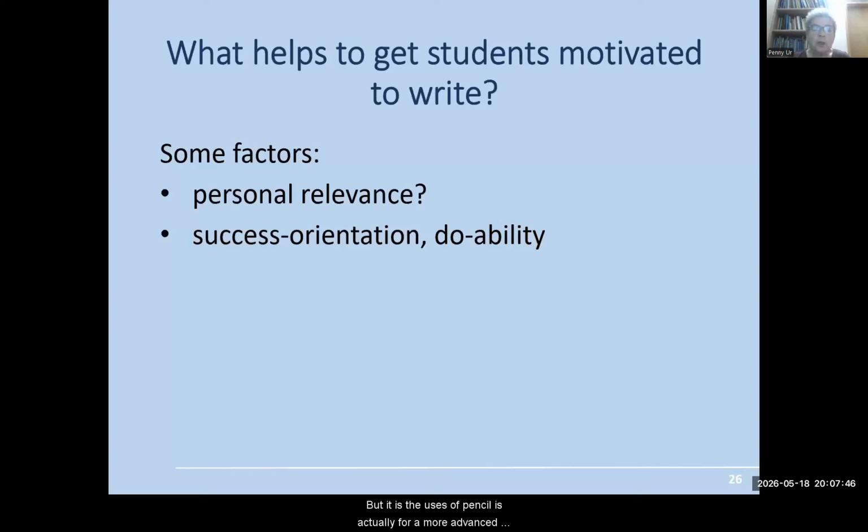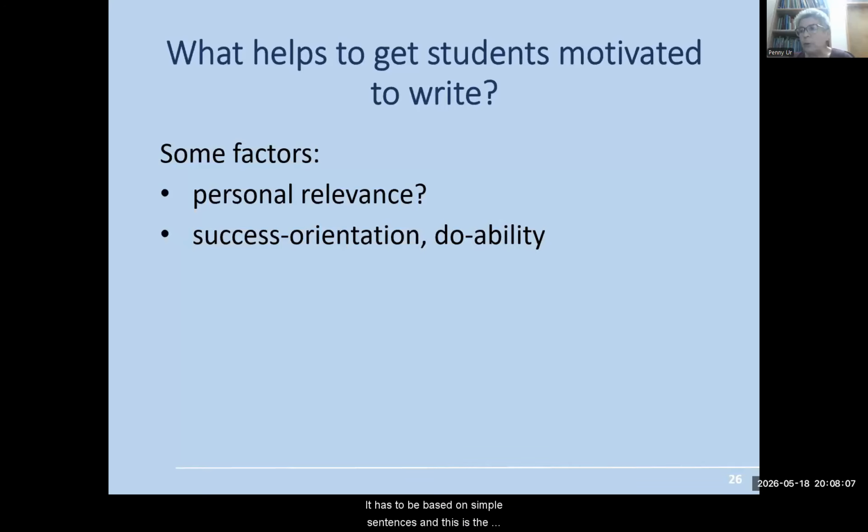But the uses of a pencil is actually for a more advanced class. It's suitable even for Yud Aleph, I would say. It's much more difficult than the other 4 activities, in my experience. So the exercise does need to be doable. It has to be based on simple sentences.